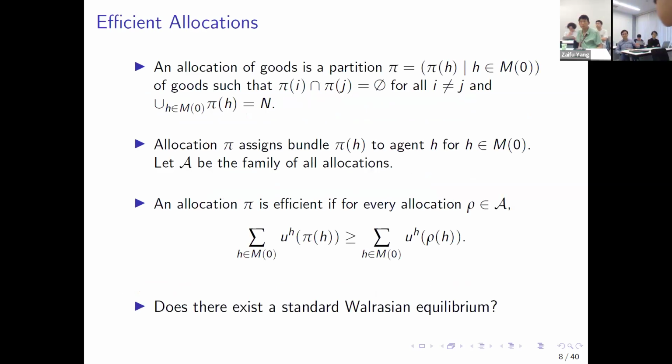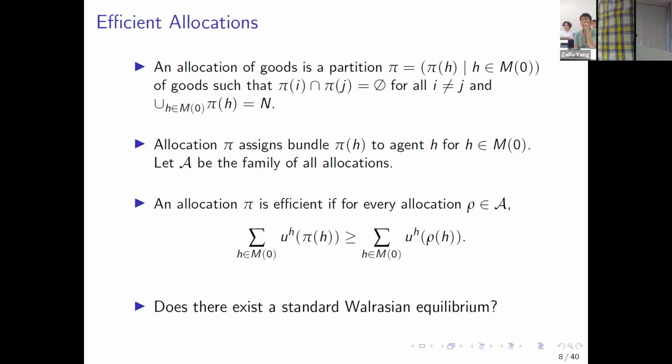Okay, now we talk about efficient allocation. An allocation is just a partition of goods among all agents. It's possible that some atoms might not be sold, then the seller will keep them. An allocation is efficient if it achieves the highest social market value.